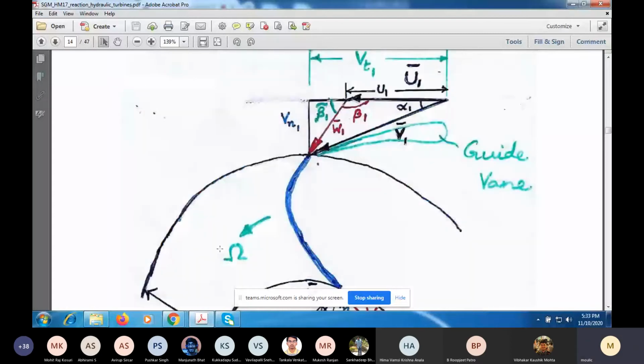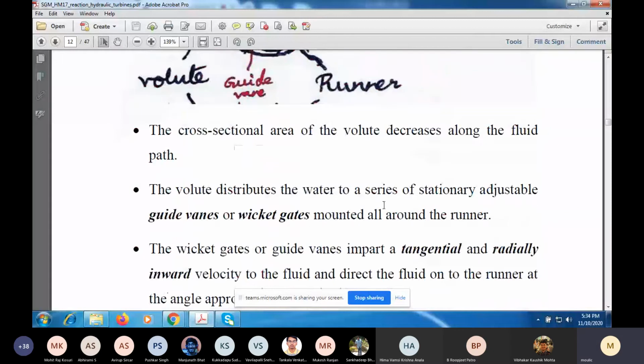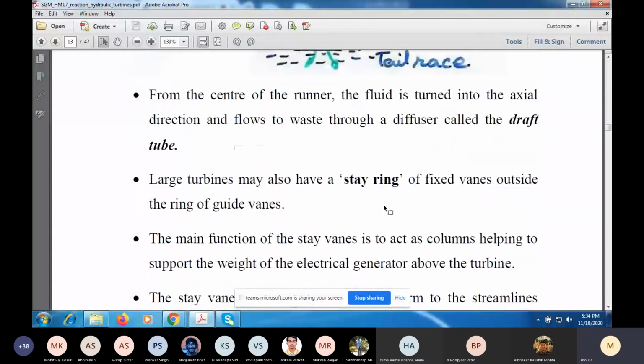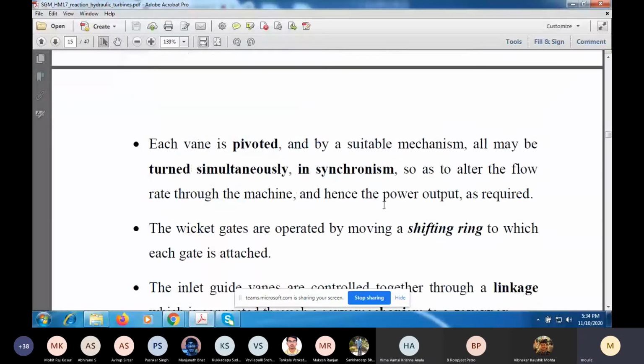If you look at this view, when you rotate the guide vanes, not only does the blade angle change, but the area of the passage between two adjacent guide vanes also changes. So we can adjust both the angle as well as the area, and hence the flow rate as well as the direction. Each vane is pivoted, and there is a suitable mechanism such that all of them can be turned simultaneously in synchronism so as to alter the flow rate through the machine and hence the output power.